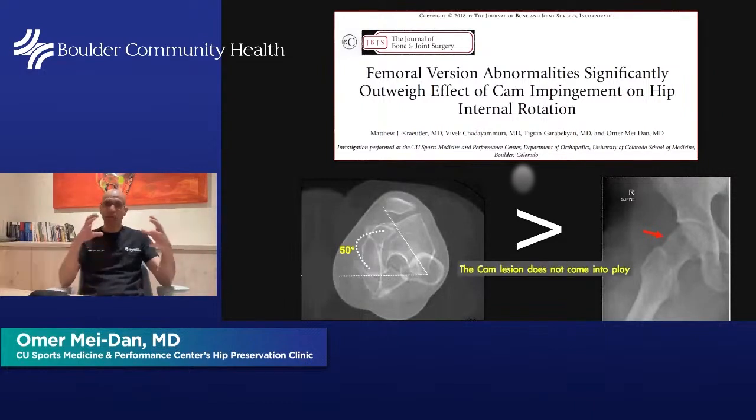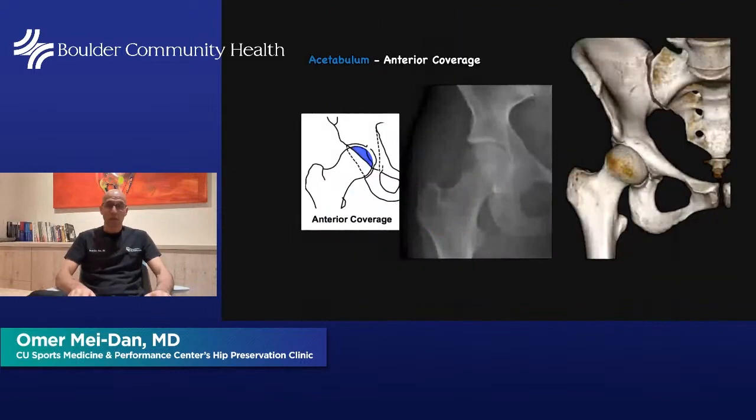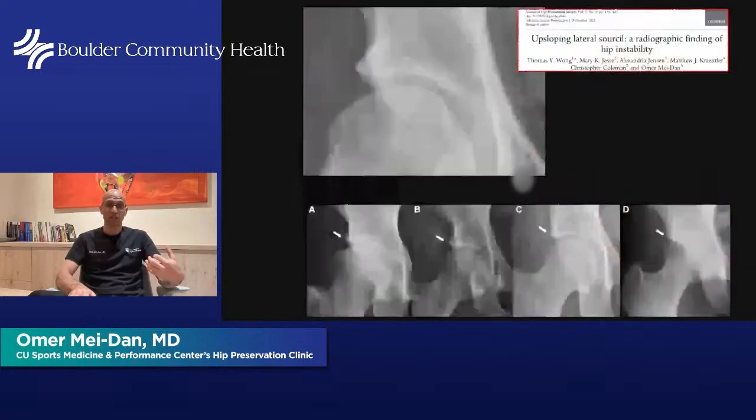So we talk about so many different factors here, so many different parameters, and we have to assess all of them, put them all into some sort of an equation when we decide what will be the best treatment option for each patient that we see. When we look at the socket itself, sometimes it may look almost normal on X-ray, but you can see there is a very small area which actually covers the head in the front. In this part, the socket in the front is deficient.